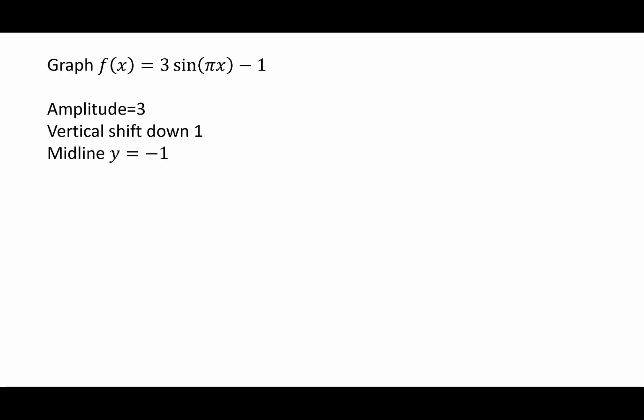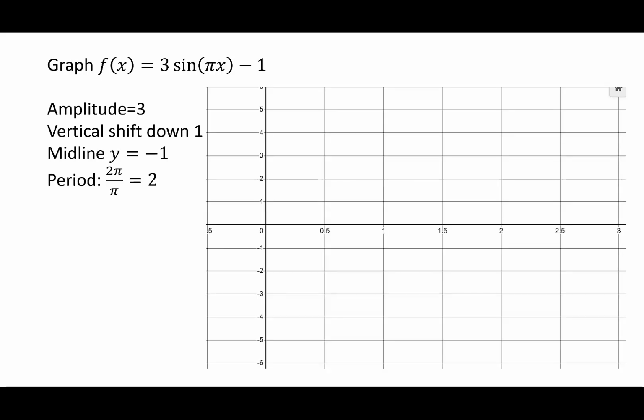To find the period, we divide 2 pi by the coefficient of x. In this case, we have 2 pi over pi, which is 2. We don't have a phase shift this time. To see the full period, I'm going to take the 2 and divide it by 4. This is going to give me 1/2, so the tick marks on my x-axis are going to be at a distance of 1/2. Now we're ready to plot our points.